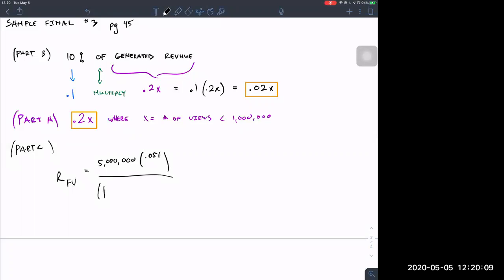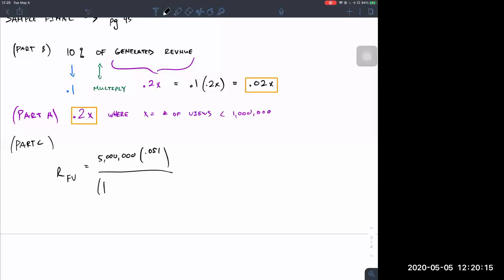If you're looking at parts A, B, C, and D, which are the components of your model, the only time you actually calculate something is part C right here. Part A is just establishment. Part B is simplification: 0.1 times 0.2x is 0.02x.